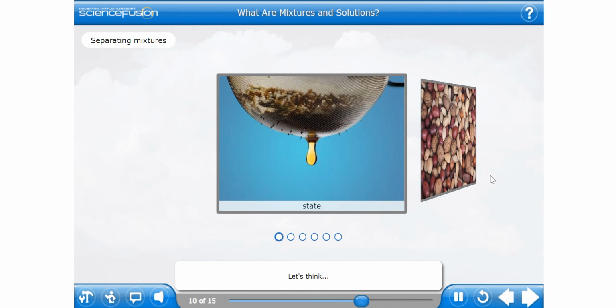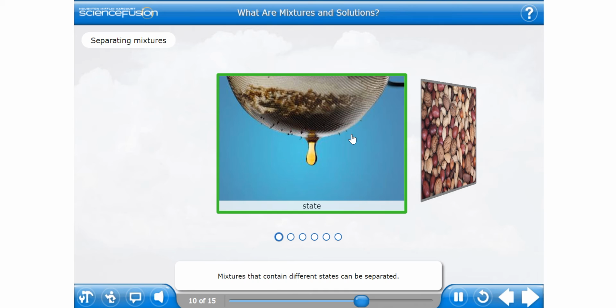Let's think. What separate parts make up a bowl of flaky raisin cereal? That's right, milk, cereal flakes, and raisins. Mixtures can be separated into their separate parts because the parts all maintain their different properties. Click the images to learn how the parts of mixtures are separated.